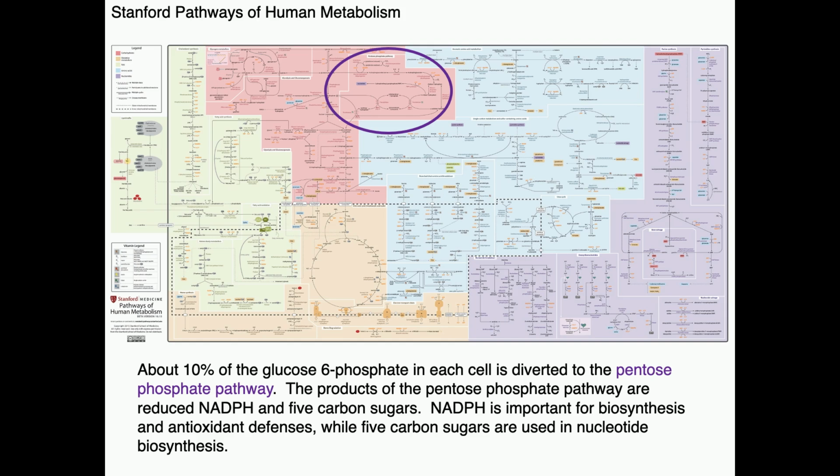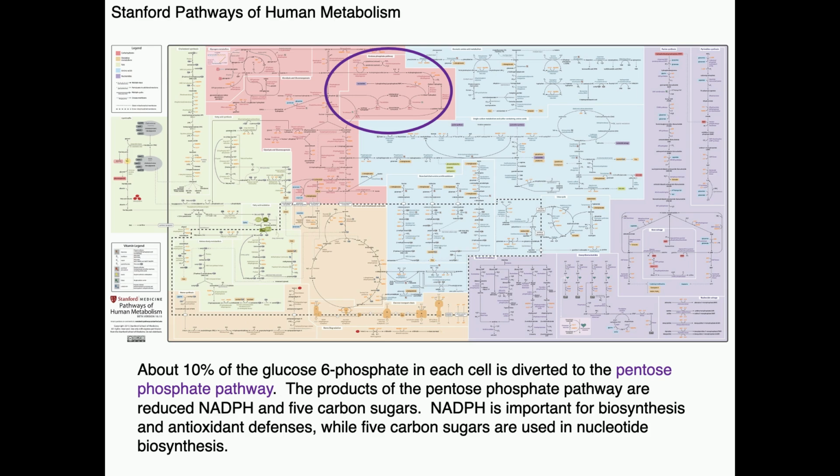So the basic substrate for the pentose phosphate pathway is glucose-6-phosphate. And the products of the pentose phosphate pathway: NADPH, so reducing power in the form of NADPH, is essential for detoxification reactions, biosynthesis reactions, and antioxidant reactions. So that's one of the key products of the pentose phosphate pathway. And then 5-carbon sugars. So ribose sugars are used for nucleotide synthesis. Those are the main pathways that are supported by the pentose phosphate pathway.